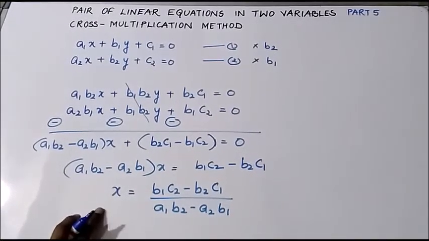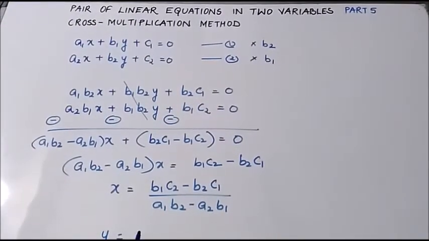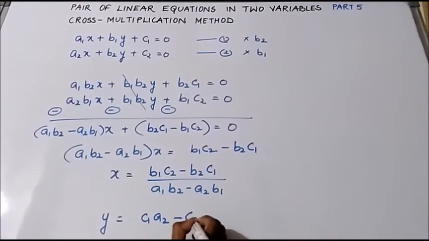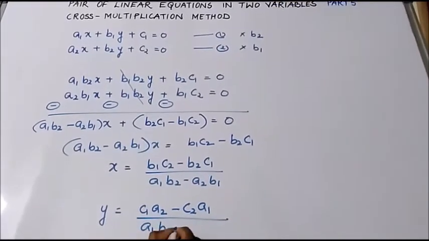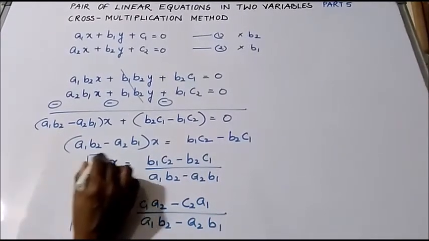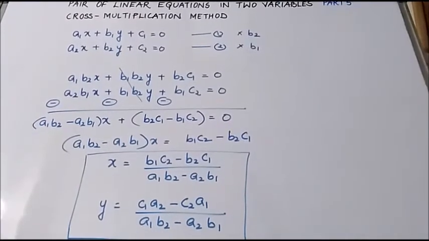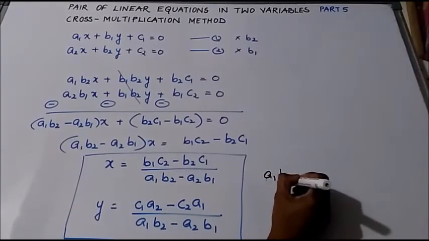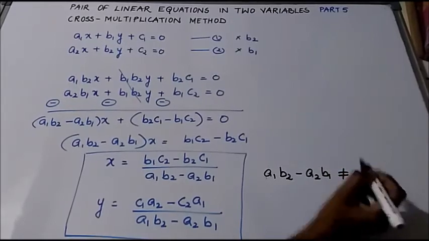Now we will substitute the x we got in equation 1. We will get y is equal to c1 a2 minus c2 a1 divided by a1 b2 minus a2 b1. This is the formula that is used for cross multiplication to find x and y. Here the condition is that a1 b2 minus a2 b1 should not be equal to 0.